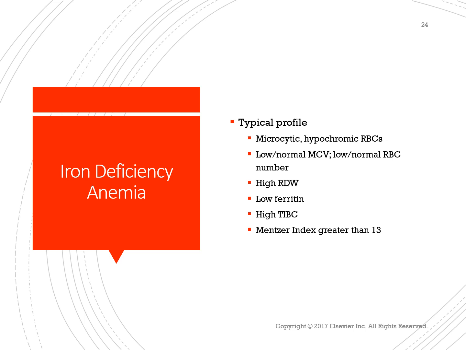Typical profile in iron deficiency anemia, we're going to see microcytic hypochromic red blood cells. We're going to see a low to normal MCV and a low to normal red blood cell number. We're going to see a high RDW, low ferritin, a high TIBC, so that is your total iron binding, and their Mentzer index is going to be greater than 13.